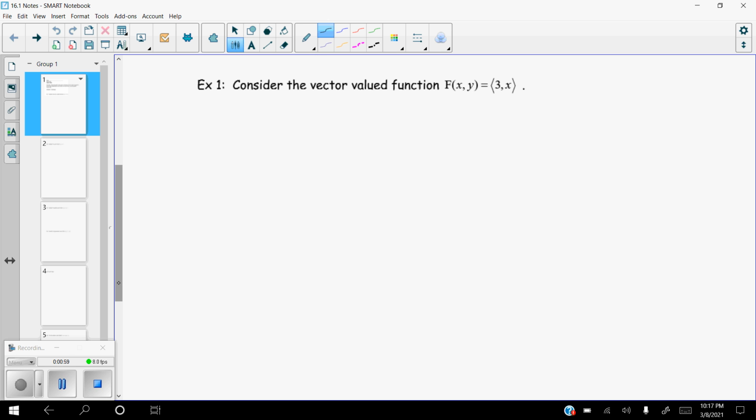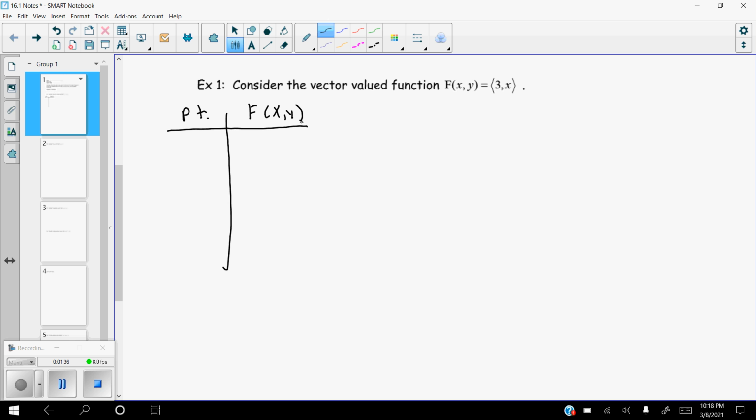So the idea is we're going to consider the vector valued function f of x, y equals the vector 3, x. If we want to sketch what the vector field might look like, we're not going to do this for every possible point, because that's going to take way too long. We're just going to do it for a select few. So I'm going to create a little chart where the left-hand side is my point, and the right-hand side is my vector, f of x, y.